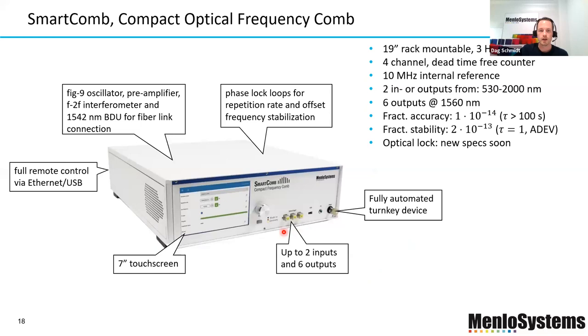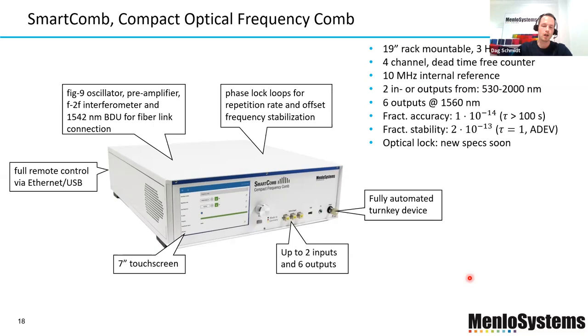Here you have only three outputs, but you can have up to six outputs and two inputs on this front panel, a seven inch touchscreen, and full remote control via Ethernet and USB, and everything is included in this. So the figure 9 oscillator with preamplifier, the interferometer, and also as a standard, a 1542 beat detection unit for fiber link connection is included here in the optics. And the phase lock loops for repetition rate and offset frequency stabilization is also in here. So this is the complete core system.